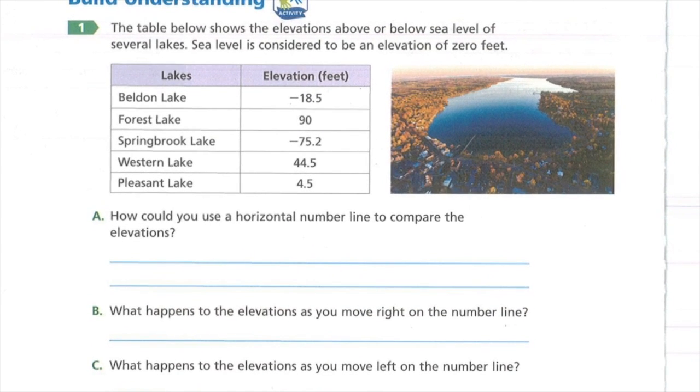Build understanding. The table shows the elevations above and below sea level of several lakes. Sea level is considered to be an elevation of 0 feet. So if we're at sea level, it's at 0. If you're below, it's a negative number. If you're above, it's a positive number. So we have that chart there about the lakes. How could you use a horizontal number line to compare the elevations?